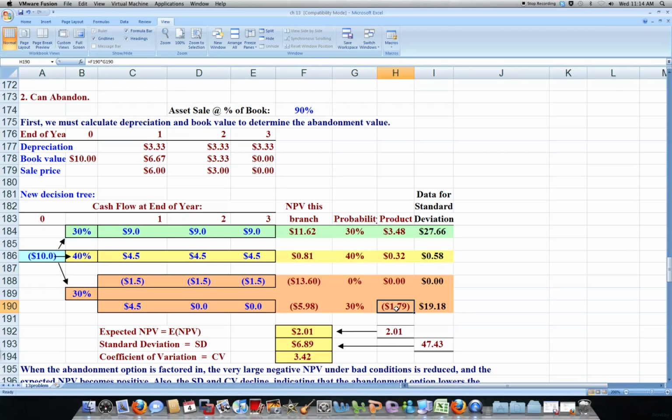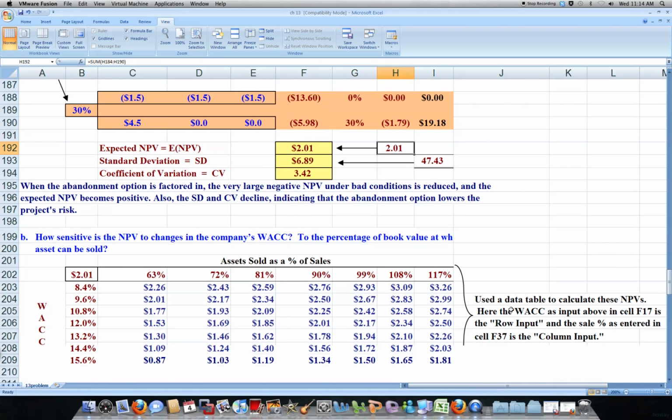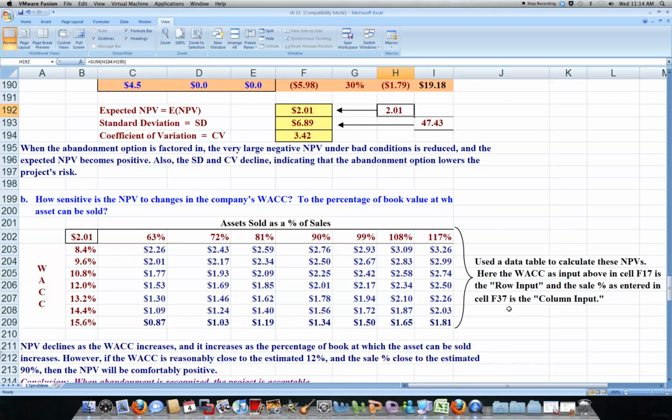Now we find our product is our 5.98 times our 30%, equals negative 1.79. Okay, now we're not going to use this at all, so it's going to be 0. There's no chance we're going to use this, but there's 30%. This is our new NPV of this branch. So now we add all our products, and we find our NPV is positive. Okay. Next video we'll do the sensitivity analysis.